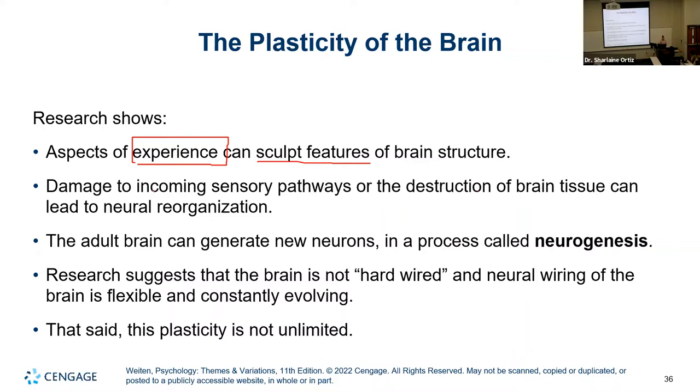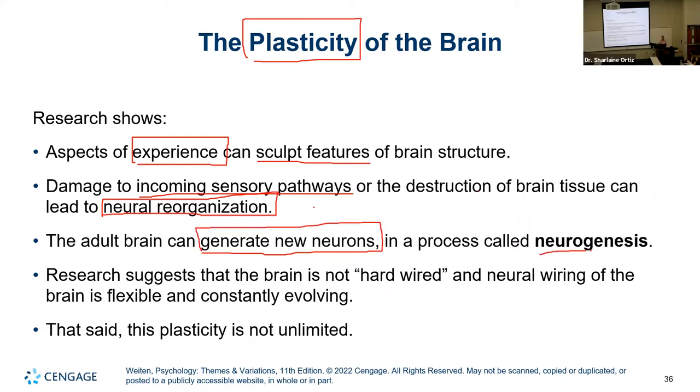Now, there's different types of damage that we can have. So for example, there could be a damage in the incoming sensory pathways. And in this specific regard, we are talking about an issue that could involve neural reorganization. What do I mean by that? Interestingly, say for example, you suffer some severe trauma, car accident. Those of you who play sports, right? You suffer trauma to your brain. The brain has the ability to change the structure, and that brain can start generating new neurons. And generating new neurons is the process that we call neurogenesis.